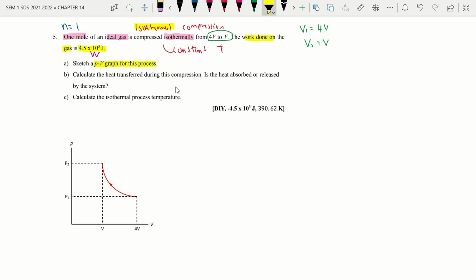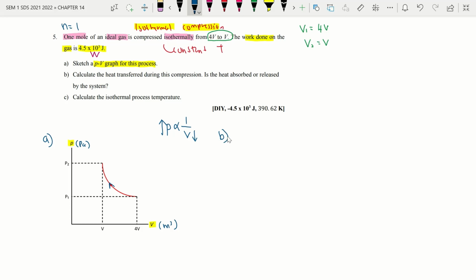Remember, this process is isothermal compression because it is compressed. So we have a PV graph, and please label your units. This is Pascal, whereas this is meter cube. Because this is isothermal compression, when it is compressed, the volume will decrease, whereas the pressure will increase because pressure is inversely proportional to volume. So when your volume is decreased, your pressure is increased. So this is how you sketch your graph.